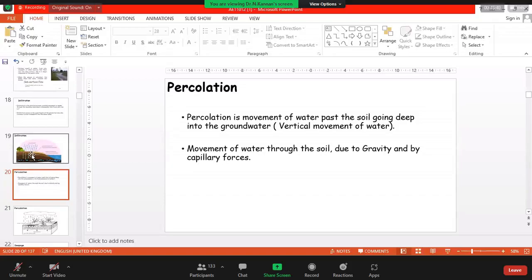So here I'm just talking about the vertical movement. This is very deep, right? If you have very deep vertical movement, that is called percolation, right? Movement of water through the soil due to gravity and capillary forces. You see, you should know the different types of water available in the soil.